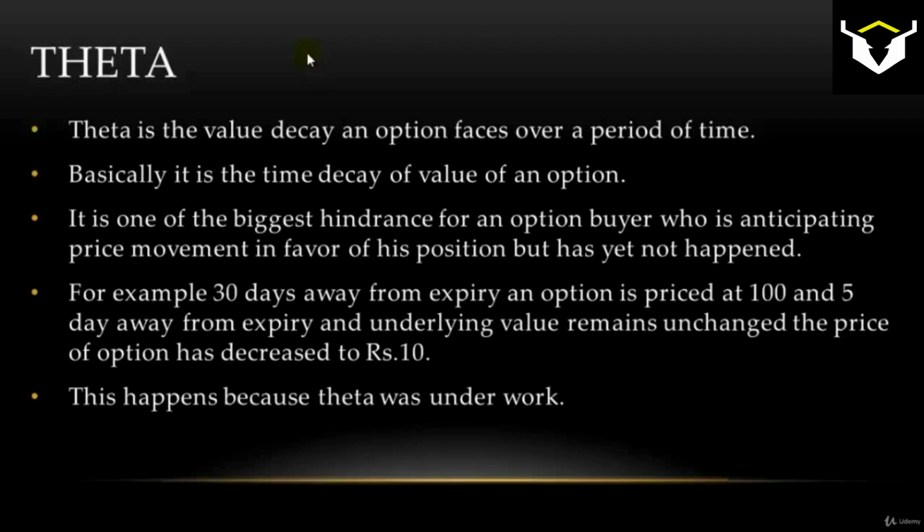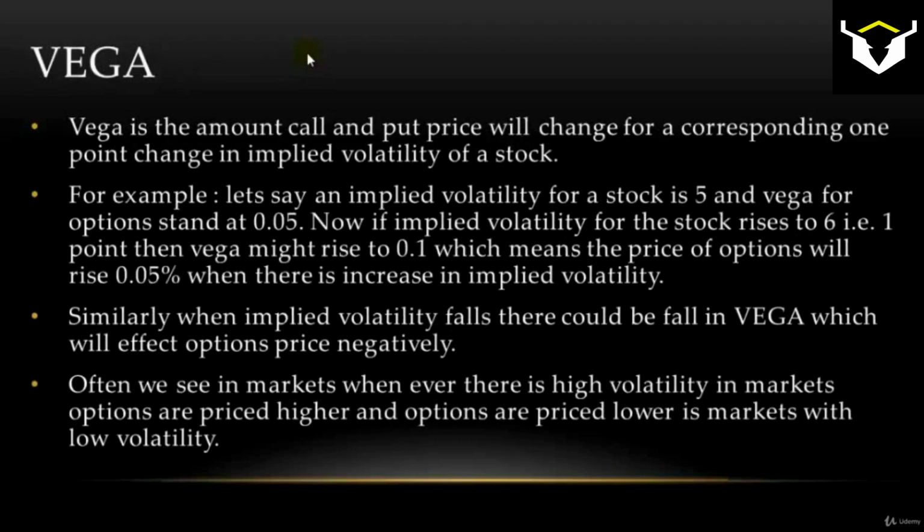Then we have Vega. Vega is a derivative of implied volatility. Vega is the rate of change of implied volatility, and Vega will determine how much increase or decrease an option contract value will face with a change in implied volatility.